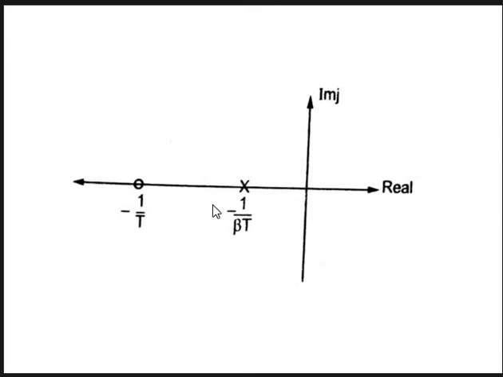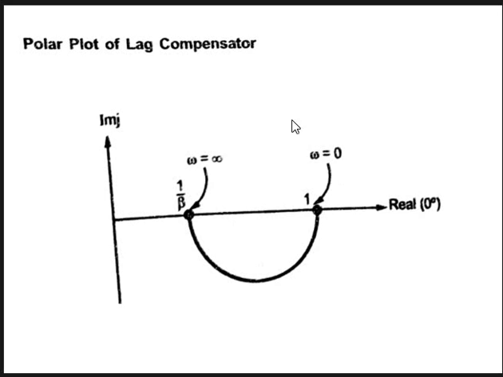So this is the pole and zero located in the S plane. Now the polar plot for the lag compensator is this one. At omega equal to infinity it is 1 by beta, at omega equal to 0 it is 1. The polar plot for the lead network is like this. It starts here and goes like this. The polar plot for the lag compensator is like this.